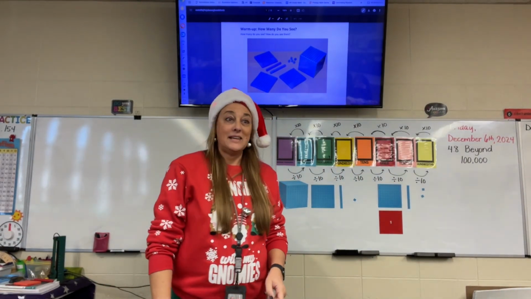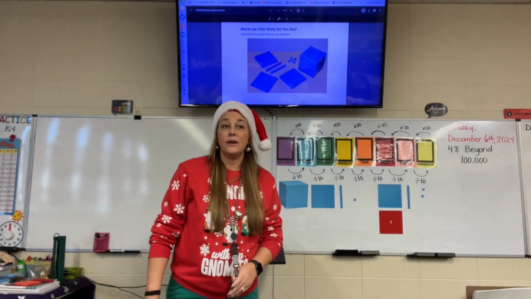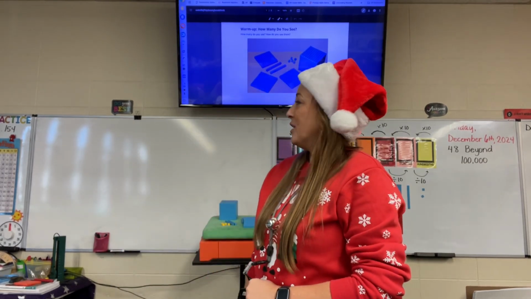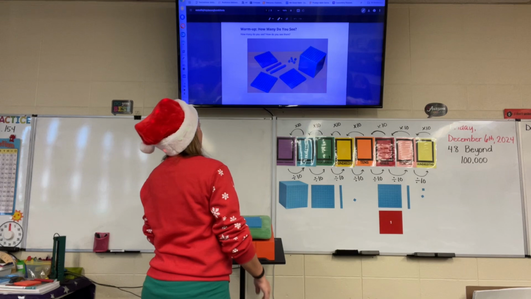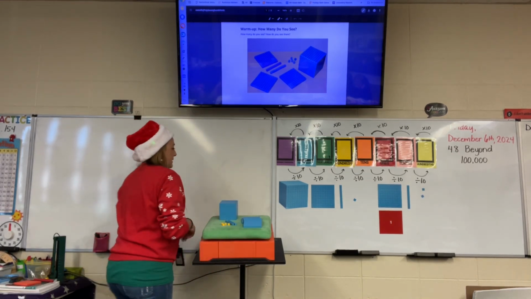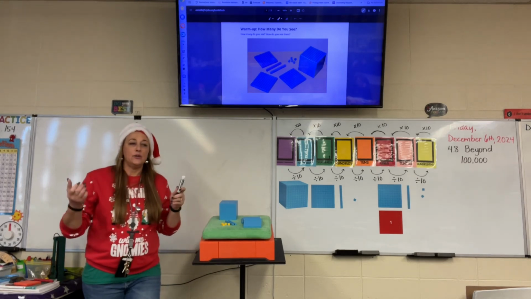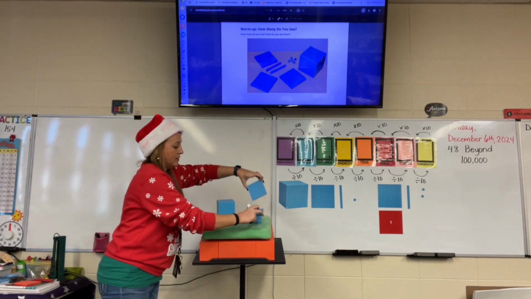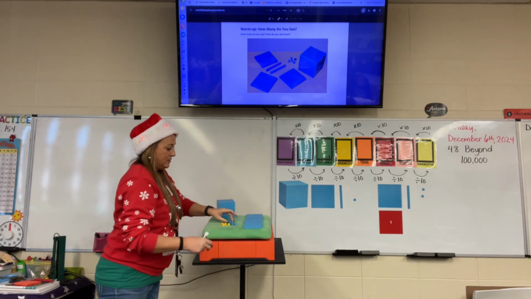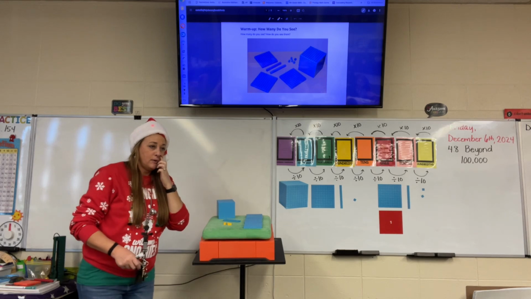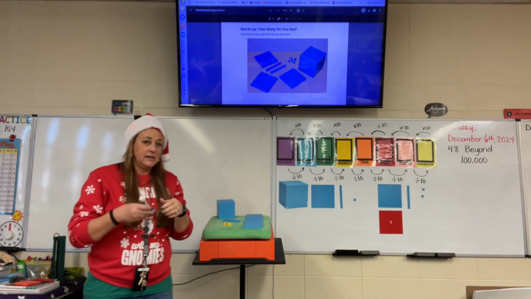Today we're doing lesson 4.8, Beyond 100,000. On page 137, it says, how many do you see and how do you see them? So who would like to share with me how many you see? They've got one of these, three of these, two of these, and five of these. So how many do you see, Ari?